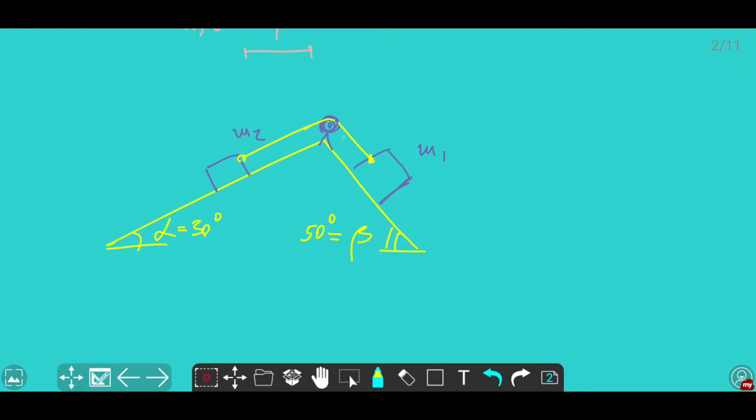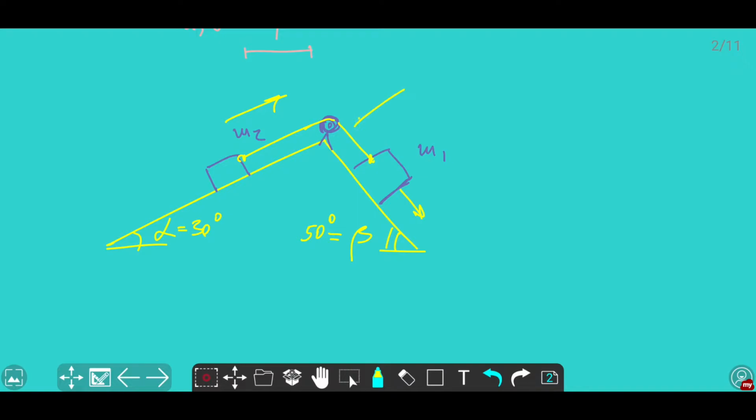According to the definition that A-Level gives, connected particles are basically a system where all parts of the system are moving in the same straight line. However, this is not the case. It doesn't satisfy this definition because obviously if this object moves downward along this inclined plane, while object M2 is moving this way, again, you understand that velocities will be different. However, the magnitude of the velocity, i.e. speeds, will be the same for both objects.